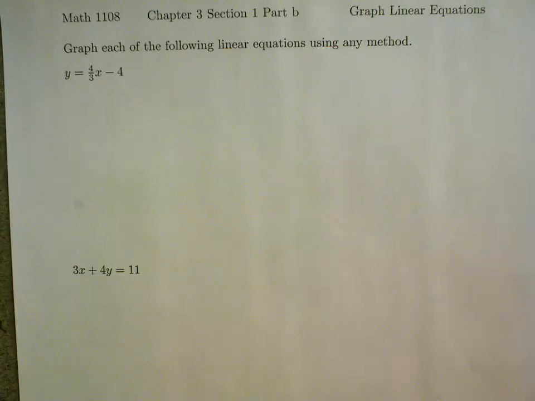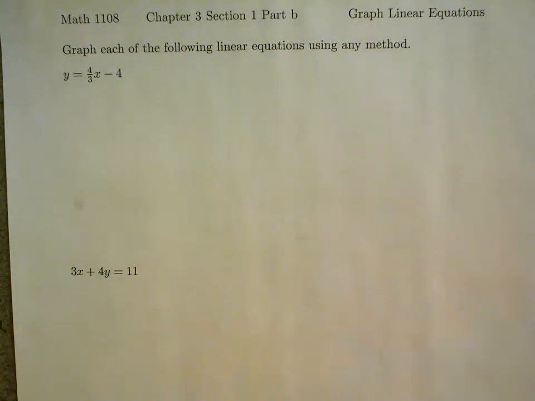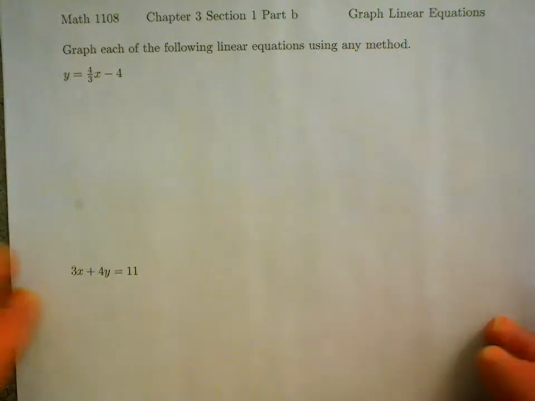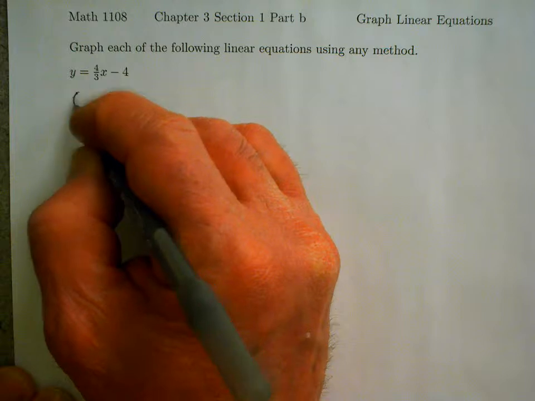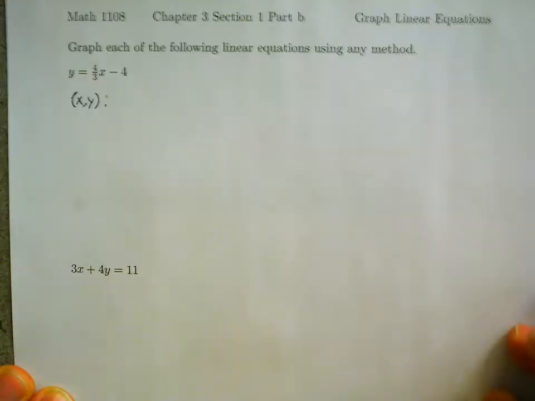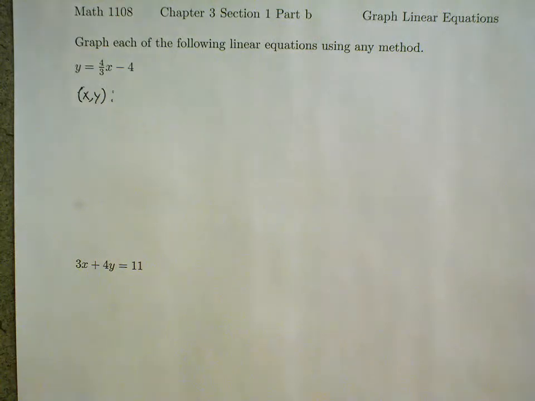Okay, on the next page, graph each of the following lines using any method. So we'll start with this one, y equals 4/3 x minus 4. We can find any 2 ordered pairs that you want, preferably ones that are convenient to plot in the xy plane.